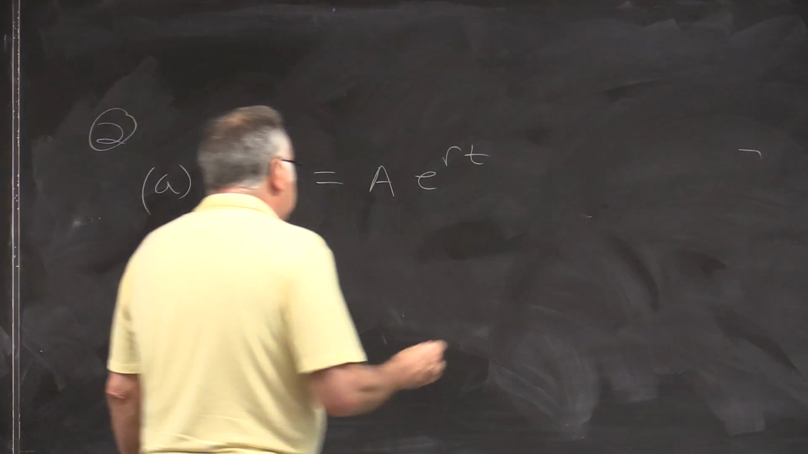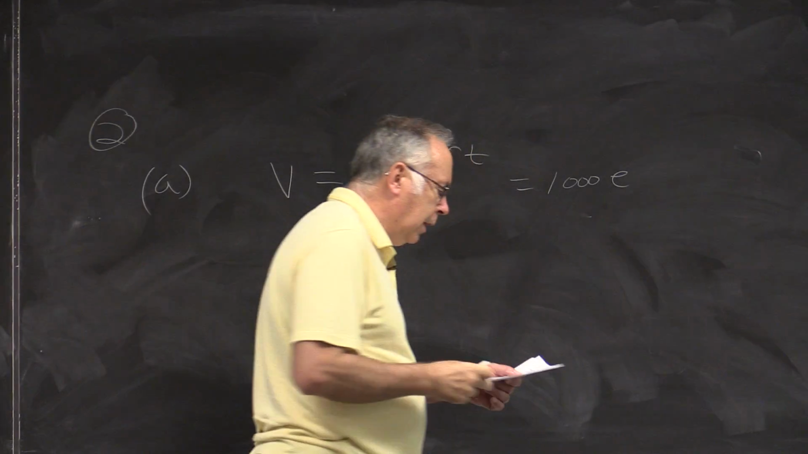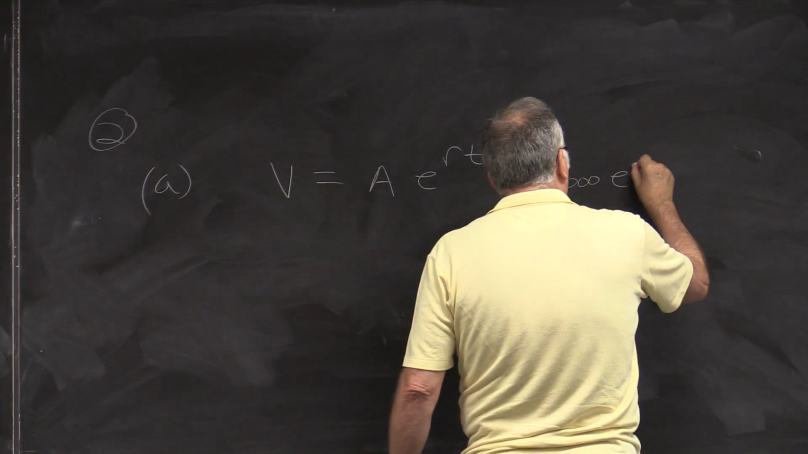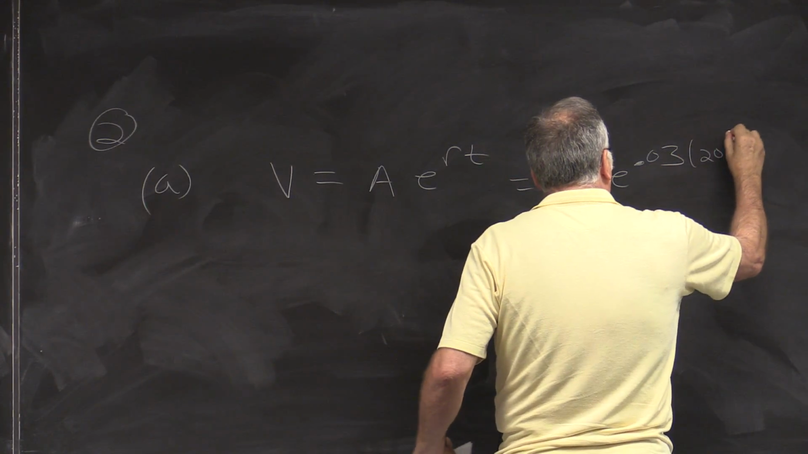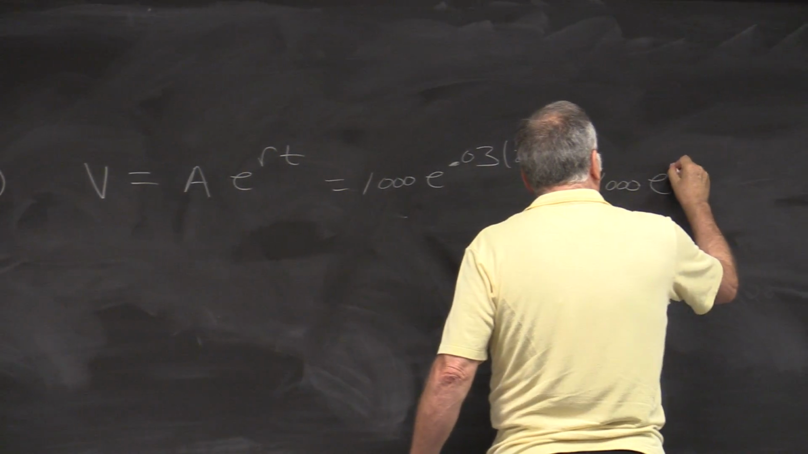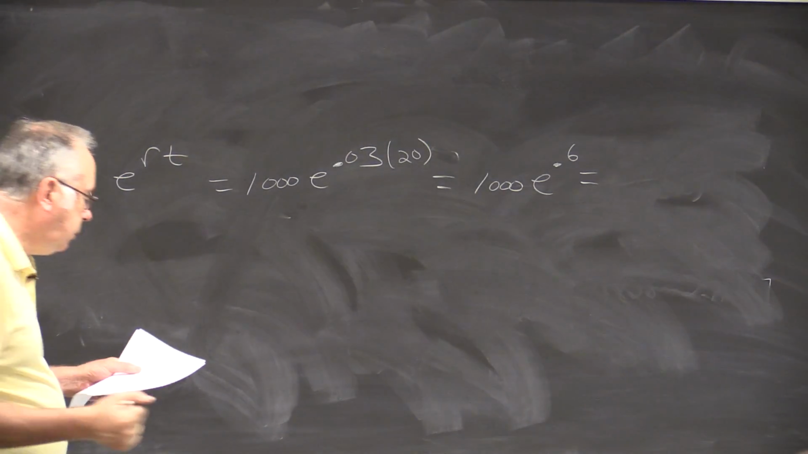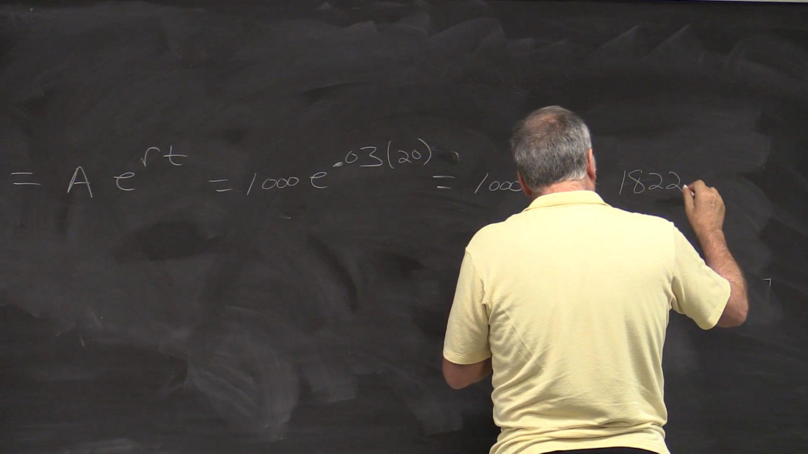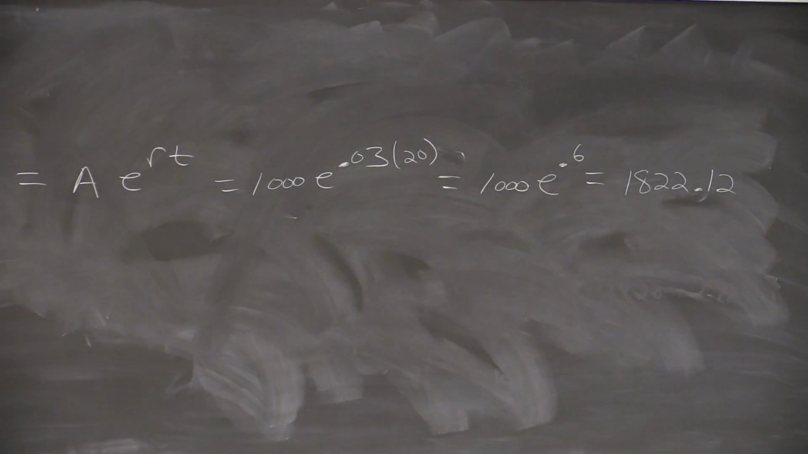So all you have to do is plug in. You start off with $1,000, that's your value A, times e, compounded continuously at 3% per year. So you put a 0.03 here, times t, and t here is 20 years. So this is 1,000 times e to the 0.6. And doing that calculation to the nearest penny, it is $1,822.12.